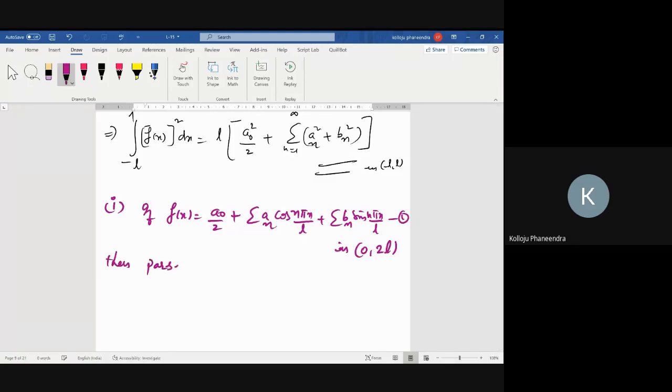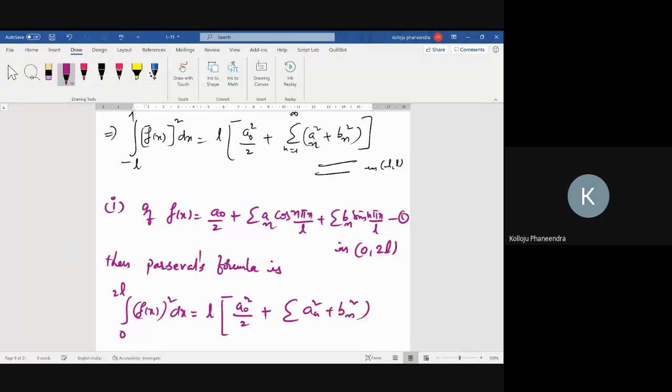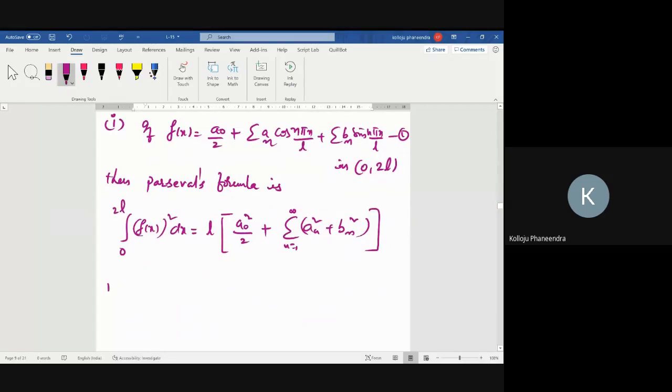Then Parseval's formula is, just the limits are changed: integral 0 to 2L f of x whole square dx equals L into a0 square by 2 plus summation an square plus bn square. Only the change is in the limits, in the 0 to 2L interval. Now the same for the second one, half range sine series.